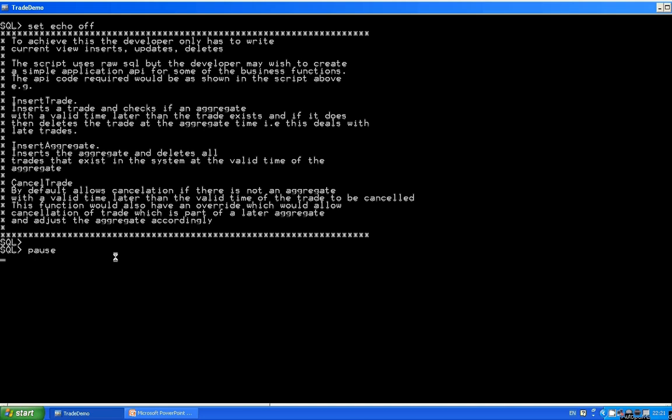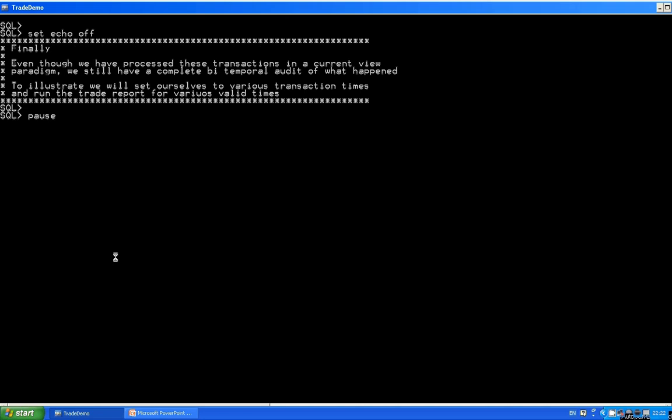And when we cancel a trade, typically we do not allow a trade to be cancelled if there is a subsequent aggregate, but there would be an override for the occasions when we do want to cancel a trade when there is a subsequent aggregate, and that override would update the value of the subsequent aggregate with the value of the trade that we've just cancelled.